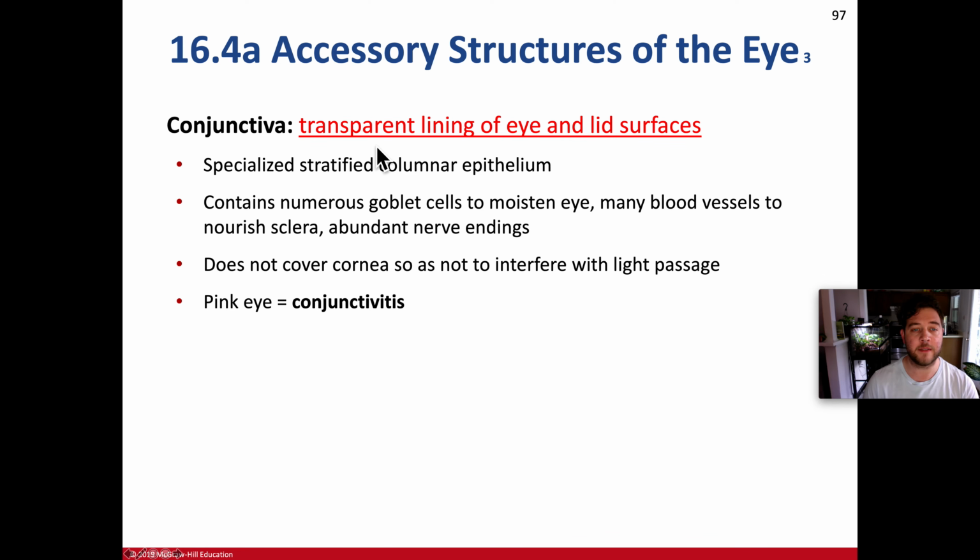You have conjunctiva, which is the transparent lining of the eye and eyelid surfaces. It's specialized stratified columnar epithelium, so it's going to be fairly thick epithelium, not going to be really easy to get through. It contains numerous goblet cells to moisten the eye, many blood vessels to nourish the sclera, and abundant nerve endings. So goblet cells moistening, blood vessels nourishing. It does not cover the cornea, so it doesn't interfere with any light passage. And when it becomes infected, you get your pink eye, your conjunctivitis.